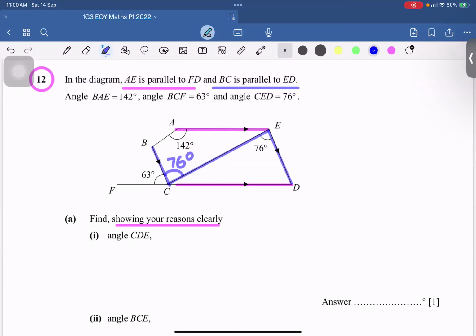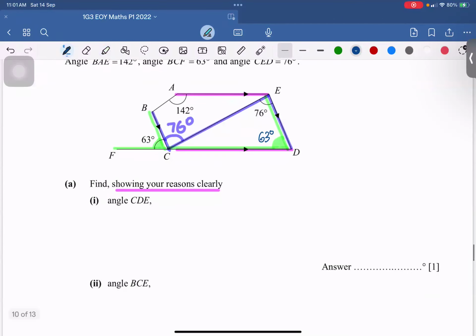Okay, we have a couple of other lines. So I have this pair of parallel lines. Another angle that I can see, letter F over here, this is also parallel. So if this angle is 63, this is a pair of corresponding angles. This is also 63 degrees. So first up, angle CDE is 63 degrees, corresponding angles on parallel lines.